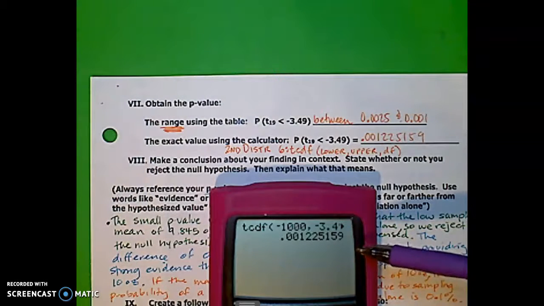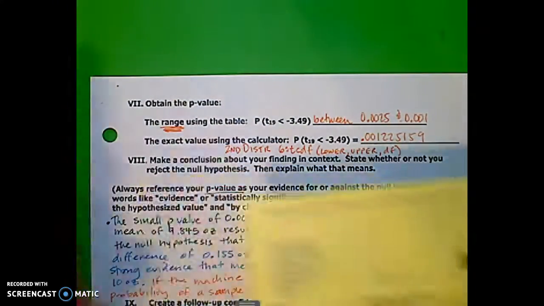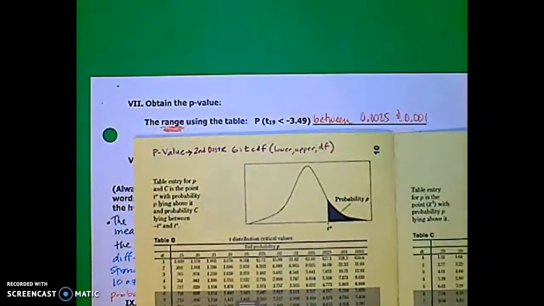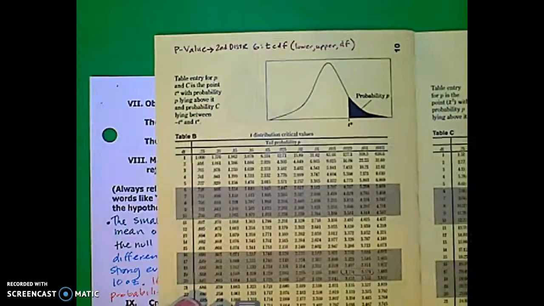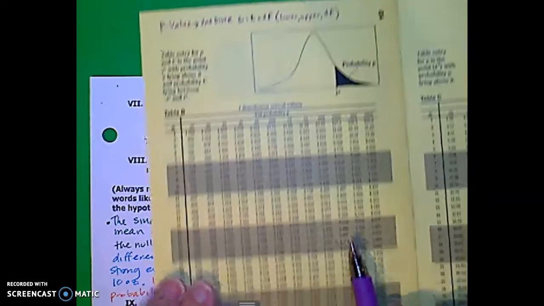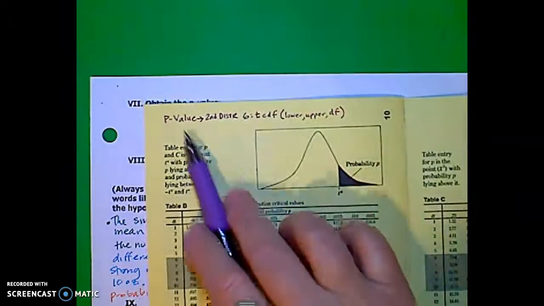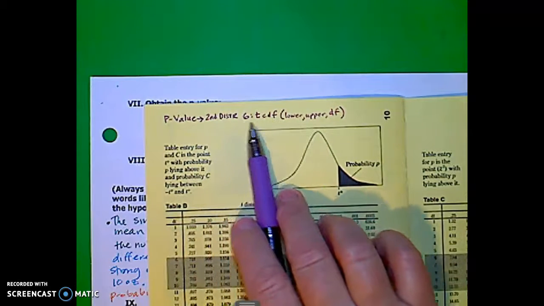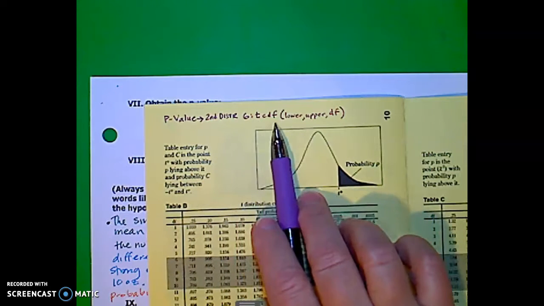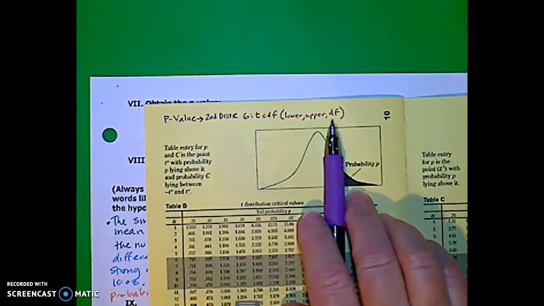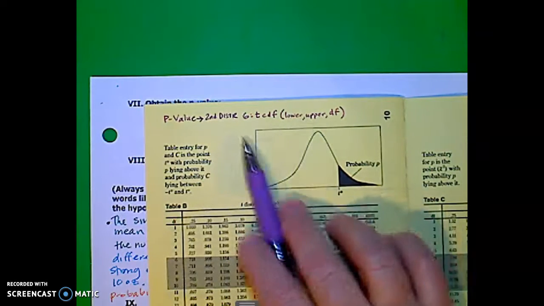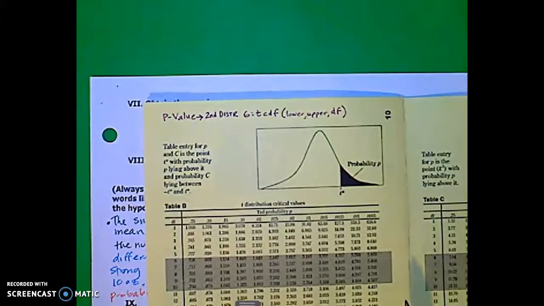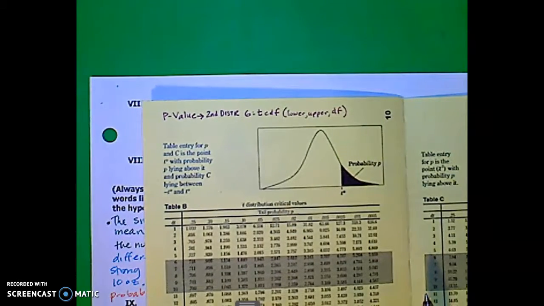Actually, this TCDF would be worth adding to our yellow booklets. So let's do that. Right on page 10, which is where we would get our range of values, let's put it up at the top. P-value comes from second distribution, 6 TCDF. We've got to put in a lower bound, upper bound, and degrees of freedom. So we can add that to your notes. Just remember, it's not going to be there for your AP test, but this is for your practice.